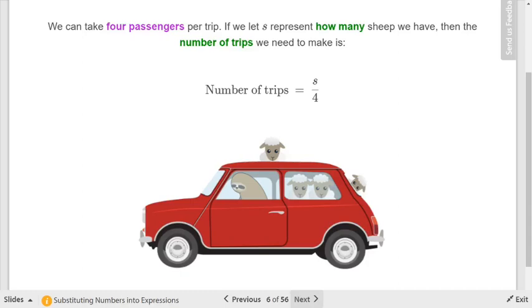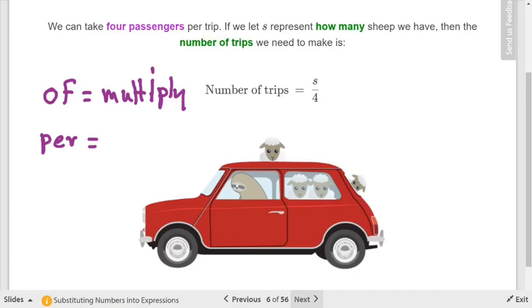Anytime you see that word per, there are some words that always mean the same thing. We might have talked about of, but I don't remember. If you ever see the word of, it always means to multiply. And the word per generally indicates divide. Think about it. Kilometers per liter. That's going to mean over liters.